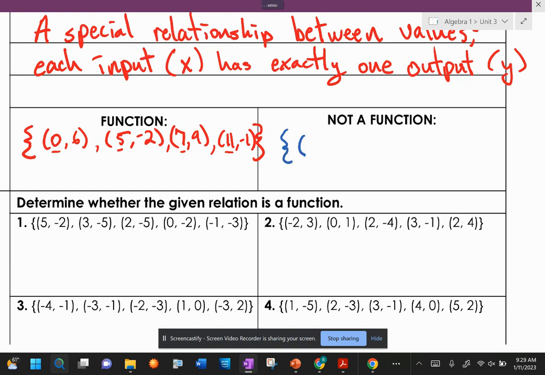An example of something that would not be a function would be -4, 1, -1, 7, -1, -2, and 5, 6. Please discuss with somebody you're sitting close to why this set of solutions is not a function. I'll give you about 30 seconds.